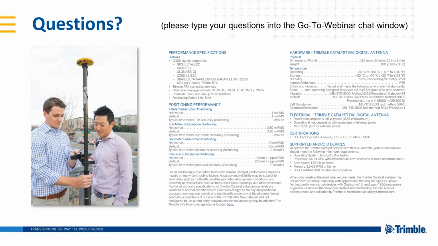So there's a question: what's the accuracy of the Catalyst antenna? You can see it in the positioning performance data that is currently on the screen. It depends on the subscription level, but if you subscribe to the highest level of accuracy, then the data sheet here shows horizontally you can achieve down to plus or minus 10 millimeters, and vertically plus or minus 20 millimeters.